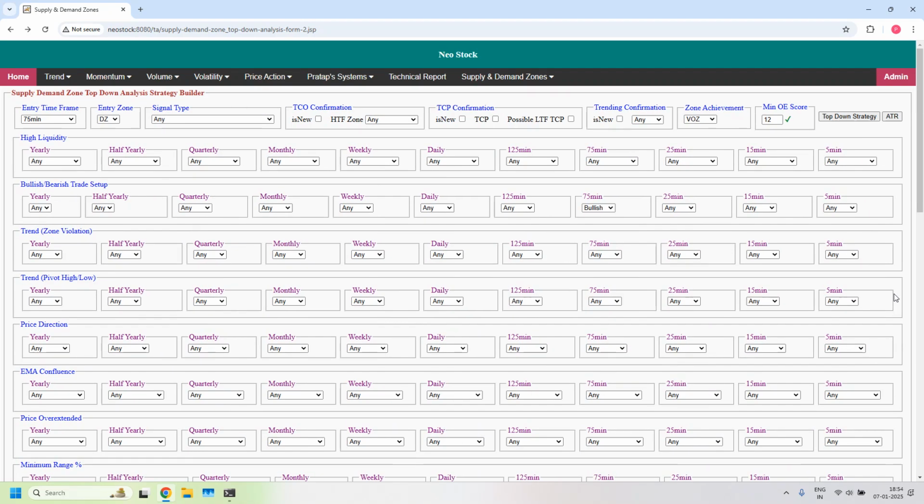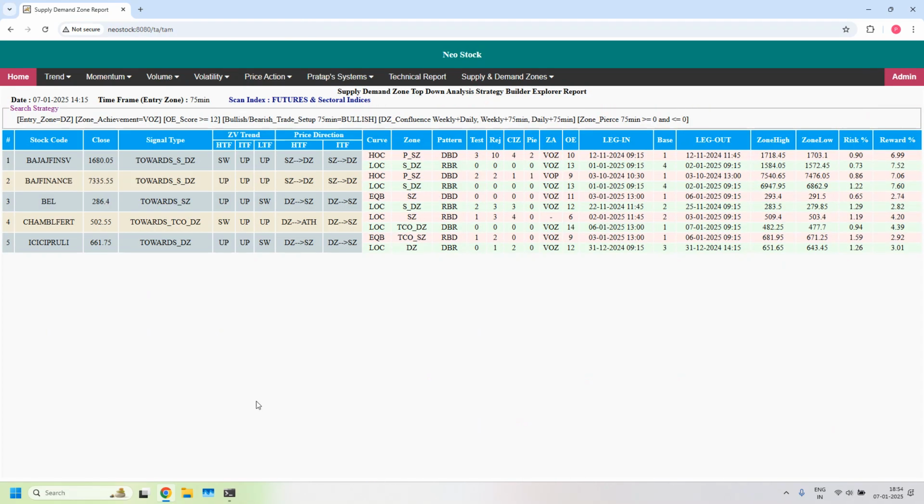With all the 3 filters, we got 5 stocks. In these 5 stocks, these 75 minutes demand zones are part of the daily demand zone, both together again part of the weekly demand zone. And weekly trend is up in second, third and 5th stocks. If any of those 3 stocks are having weekly EMA confluence, they are even more high probability trade setup.